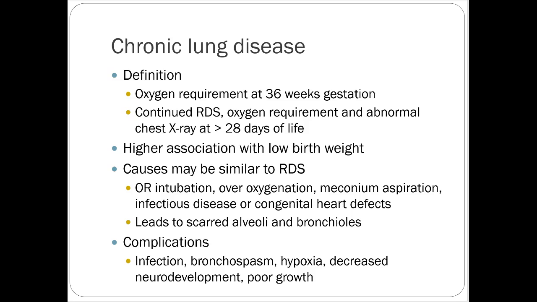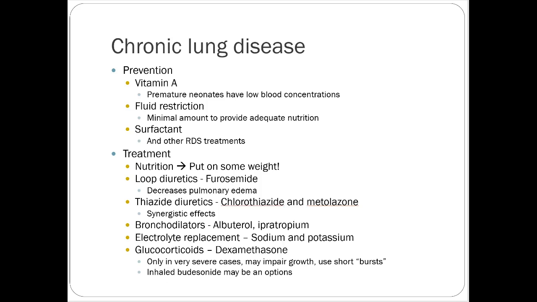RDS symptoms are going to be basically continued, so you're really going to see some continuation of this. Congenital heart defects, intubation, early intubation can cause some pulmonary damage as well. Infectious diseases like pneumonia would be a possible risk for chronic lung disease as well. Prevention, vitamin A. Premature neonates have really low blood concentration, so this is something we can give to improve that. Fluid restriction, and we want to provide adequate nutrition, but we don't want fluid backing up, getting worsening edema, and surfactants work as well.